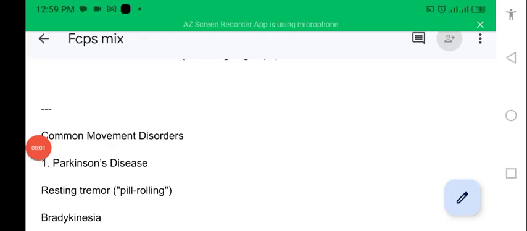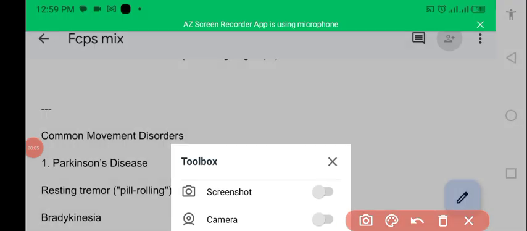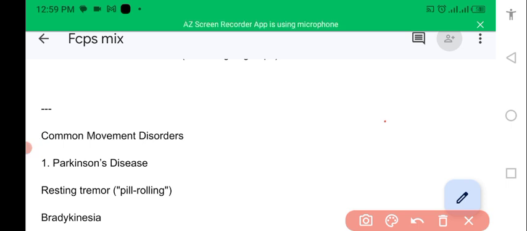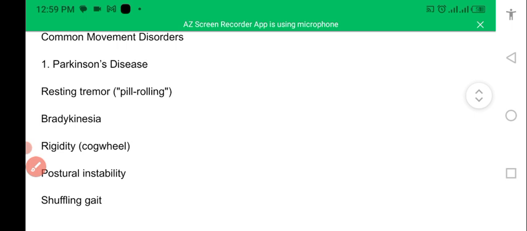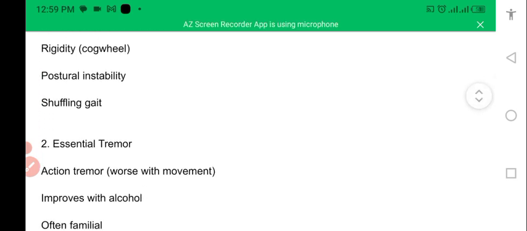We are going to look at very important high-yield clinical questions that are often repeated in multiple exams. The first one is common movement disorder. In Parkinson disease, there is pill roll tremor, rigidity, cogwheel rigidity, and bradykinesia. Postural instability and gait problem, shuffling gait will be there in Parkinson disease.